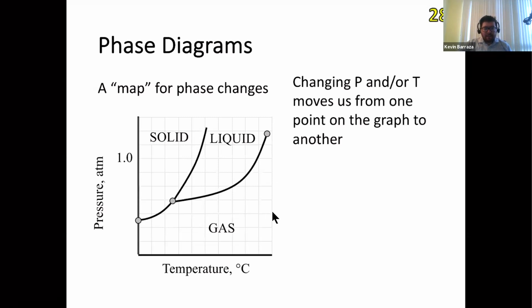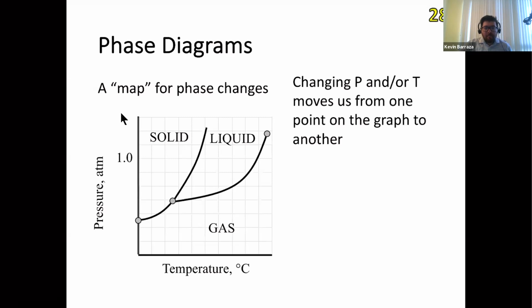So let's take a moment to get our bearings with this diagram. We see that the x-axis is temperature, the y-axis is pressure. So that means as I go right along the graph, my temperature is going up.